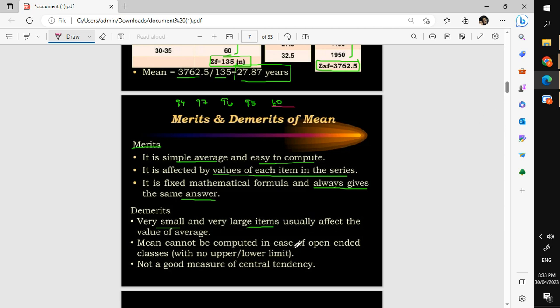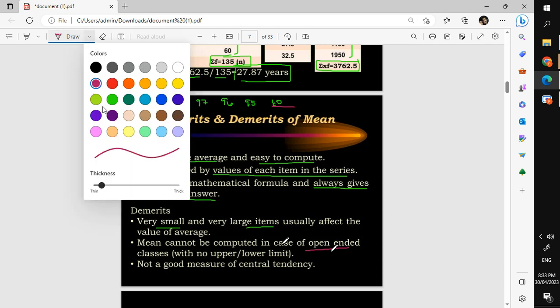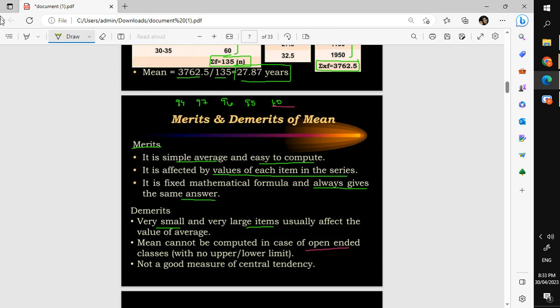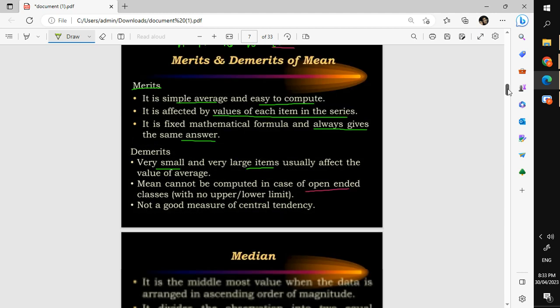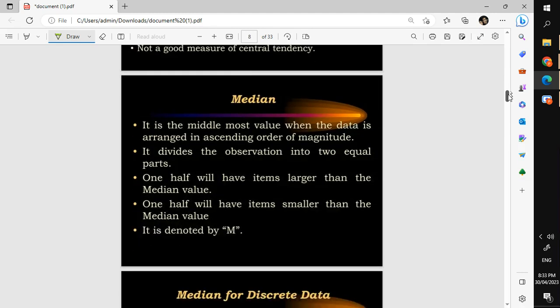The mean cannot be computed in case of open-ended classes with no upper limit and lower limit. That's another disadvantage. And at the same time, it's not a good measure of central tendency because then again, maapektuhan, magbago-bago ang value ng imong mean if the data differ from each other or dako ang diferensya sa kada datum.